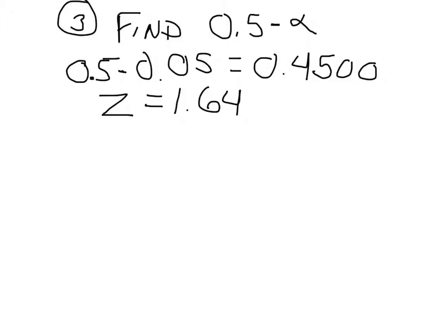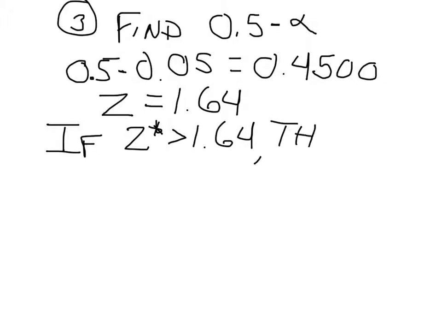You get 1.6 from the row and 0.04 from the column. So our if-then statement is going to be if Z star is greater than 1.64, then we reject H0.